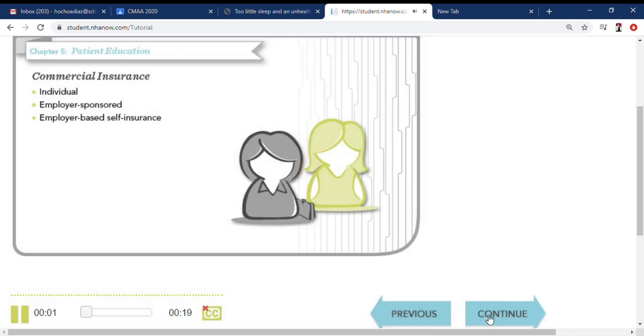Commercial insurance refers to 3 kinds of insurance: individual, employer-sponsored, and employer-based self-insurance. The individual pays for individual insurance plans, while employer-based self-insurance is tied to an individual's place of employment.